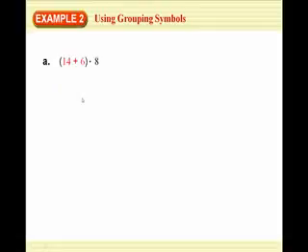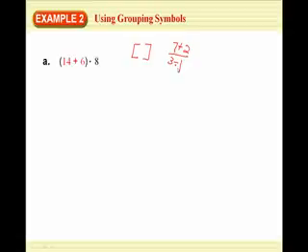Grouping symbols are those parentheses. So parentheses, and sometimes they're brackets. Brackets look like these. You can use brackets also for grouping symbols. And they also have fraction bars that group numbers on the top and on the bottom, like this could be 7 plus 2 and 3 minus 1. That groups from a numerator and a denominator.